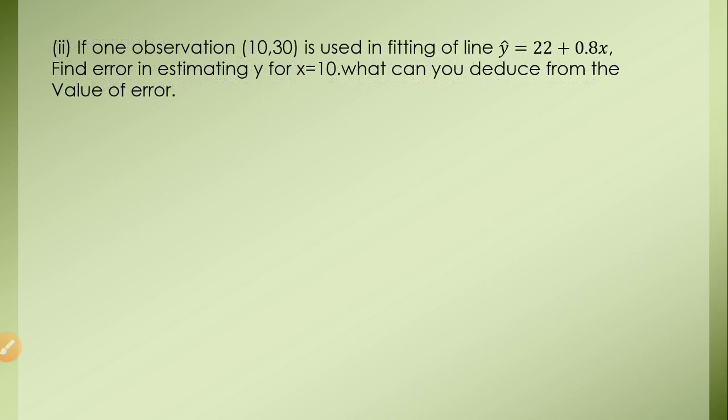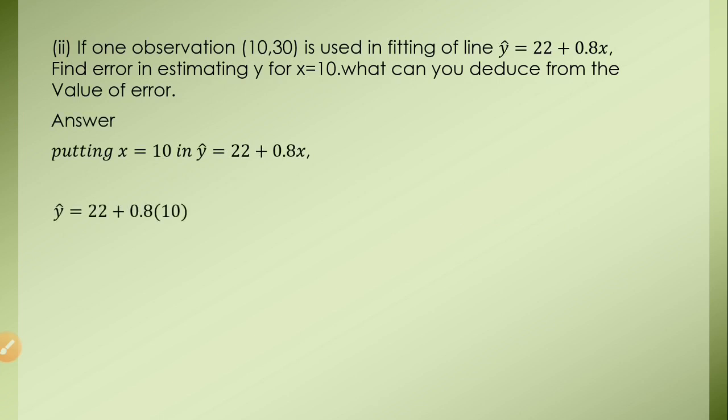Let's move to the other one. Second part of 18. If one observation (10, 30) is used in fitting of the line y cap is equal to 22 plus 0.8x, find the error in estimating y for x equal to 10. What can you deduce from the value? So what we'll do, we'll put x equal to 10 in the y cap formula. So 22 plus 0.8 into 10, it's 8. 22 plus 8 is 30.